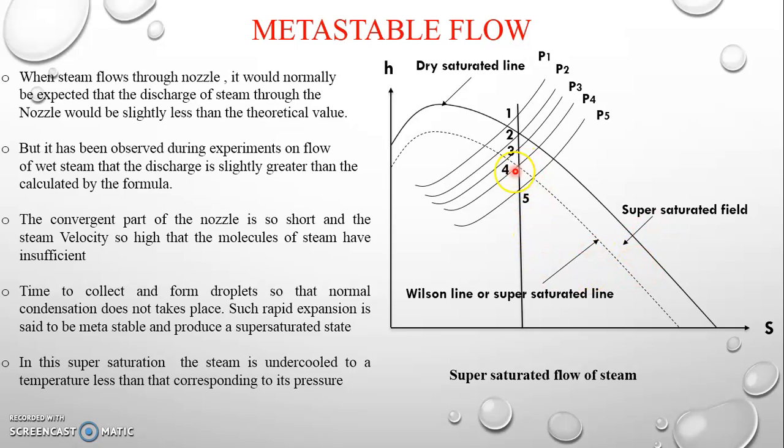The condensation starts from point 4 to 5. That dotted line is the Wilson line. The Wilson line is named after the scientist Wilson, and is also called the supersaturation line.